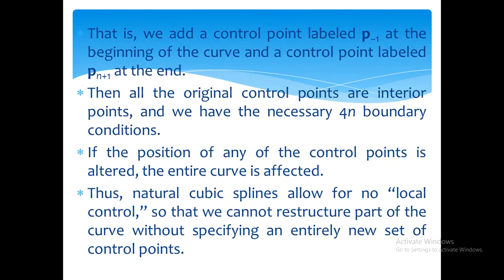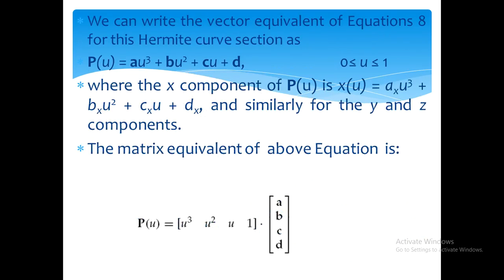We can write that one here as P(u) = au^3 + bu^2 + cu + d, where u varies from 0 to 1. That is P(u) = au^3 + bu^2 + cu + d.